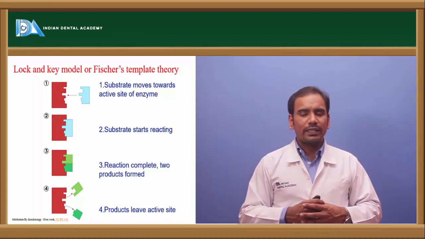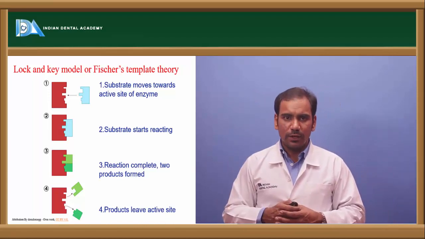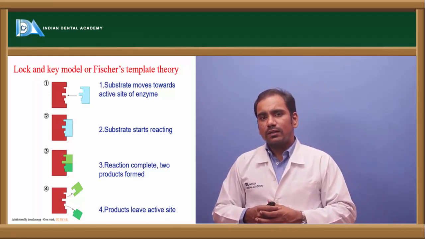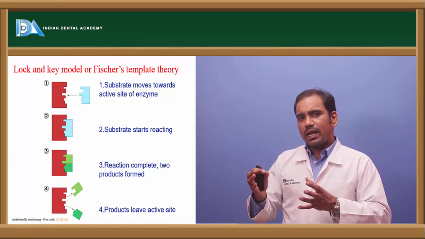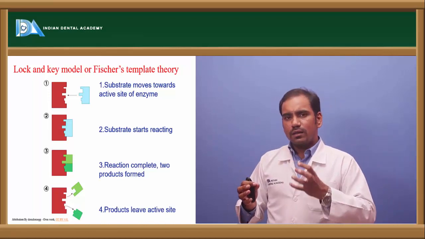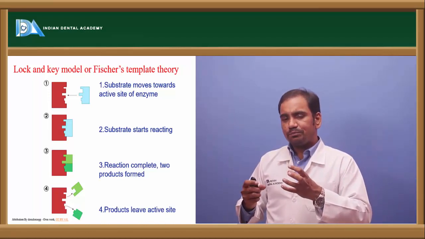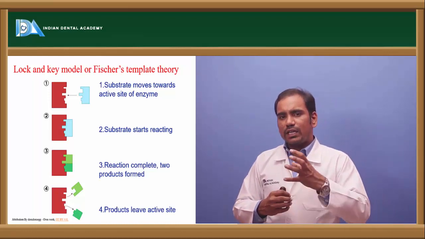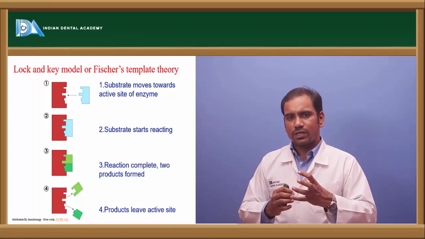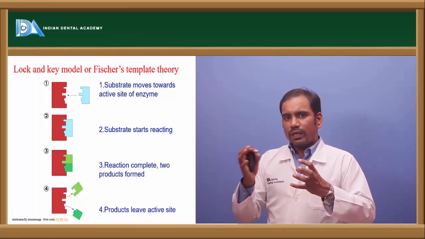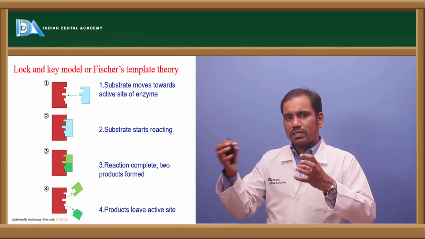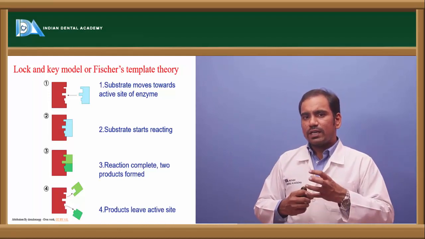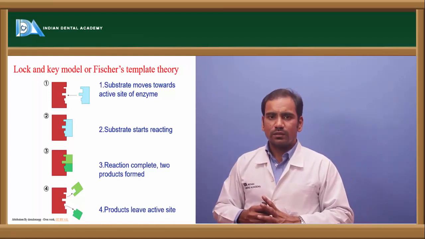Those are the lock and key model, or Fischer's template theory. This lock and key model explains that each substrate has a prefixed enzyme active site. The lock and key theory states that the active site of the enzyme is a rigid structure. Each active site of an enzyme has a specific substrate that only binds to that enzyme. So it states that the active site of the enzyme is rigid.